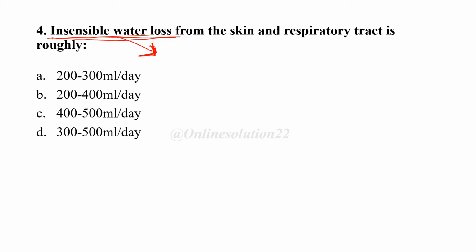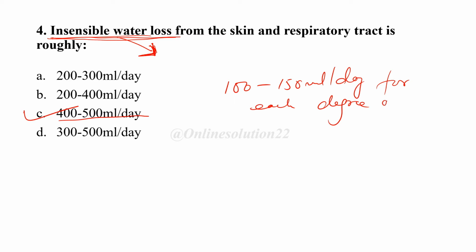The amount of this insensible water loss through the respiratory tract and skin is roughly 400 to 500 per day, and the degree of this insensible loss may vary depending on the respiratory rate, the metabolic state of the body, and the temperature of the body. And this water loss is increased by 100 to 150 ml per day for each degree of body temperature above 37 degrees Celsius.